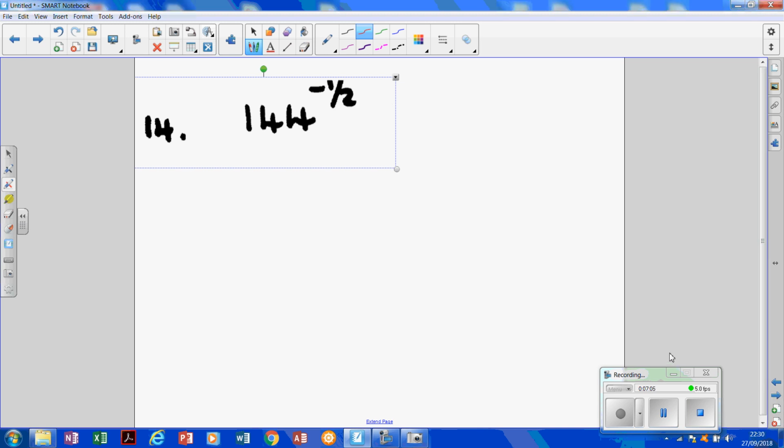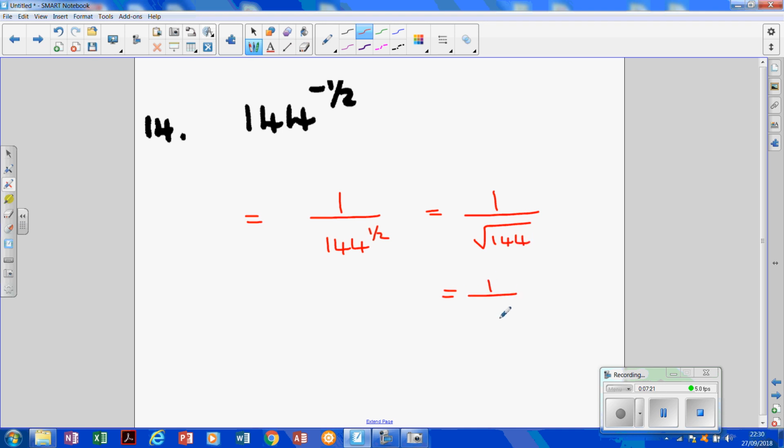Next one is 144 to the minus a half. So that one is going to be 1 over 144 to the power of half. Anything to the power of half is a square root, and the square root of 144 is 12, so the answer is 1 over 12.